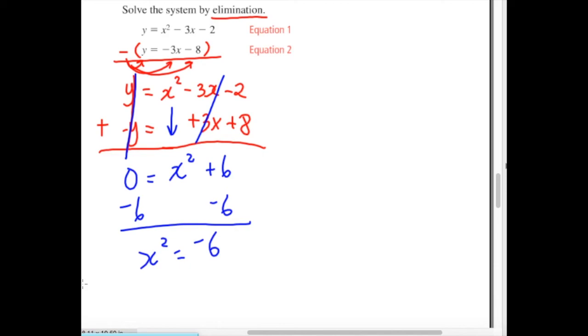We're going to take the square root of negative 6. But notice, can you take a square root of a negative number ever? And the answer is no, so this has no solution. I want you to take out your graphing calculators and graph these two and see what you get. You will get one that looks like a parabola and one that's a straight line, and they will not have any intersection. And that's why the answer to this system is no solution.